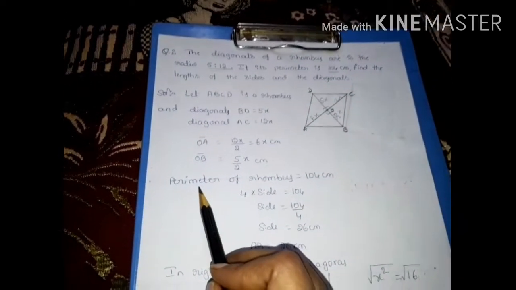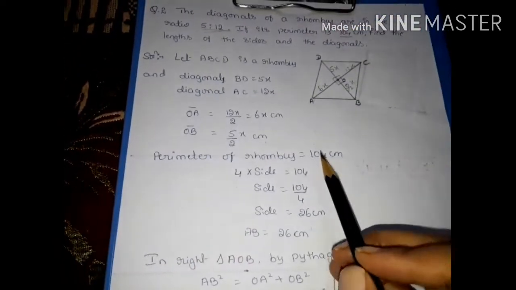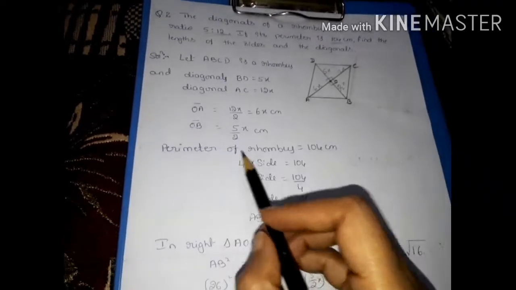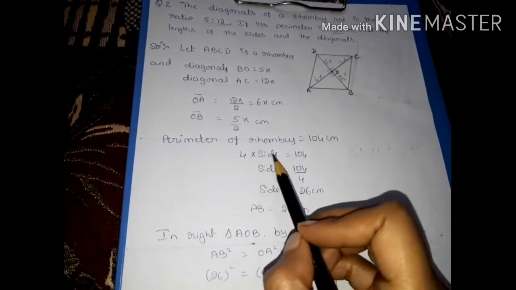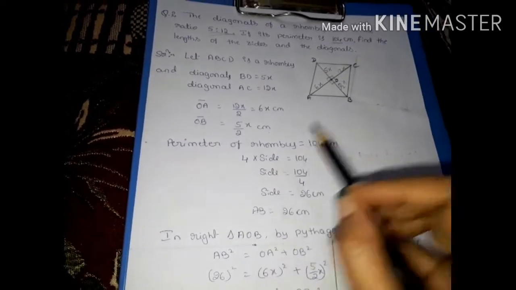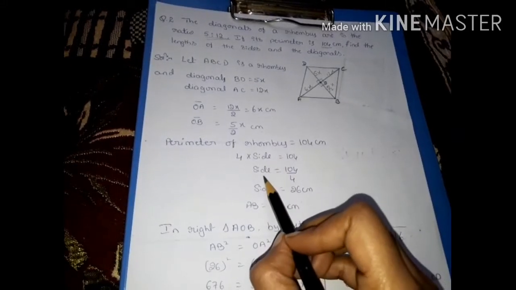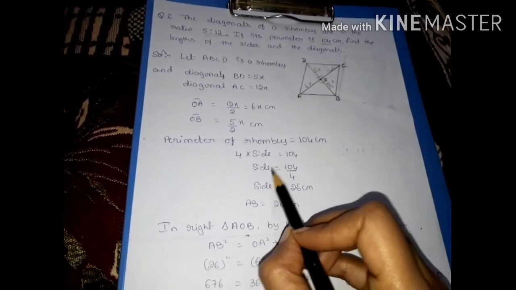In the question given, the perimeter of a rhombus is 104 centimeter. Write down that perimeter of a rhombus is 104 centimeter. So, the perimeter of the rhombus formula is 4 into side. Nothing but by adding all the sides, you will get the perimeter. 4 times you are going to add. So, you can write 4 into S equal to 104 centimeter. S is nothing but side.